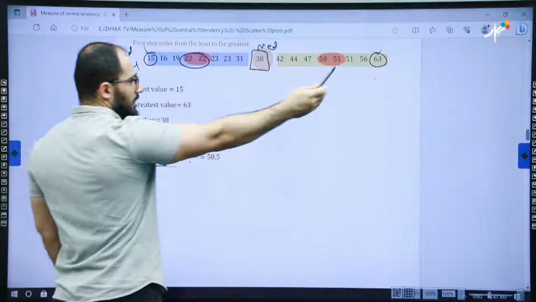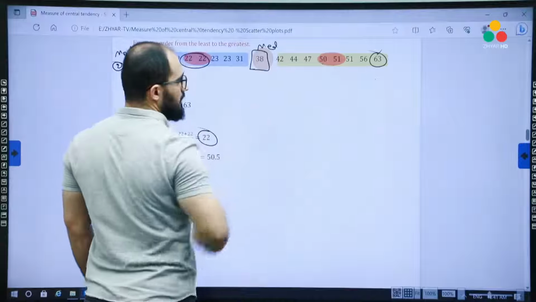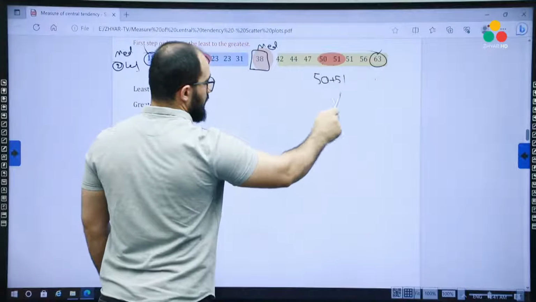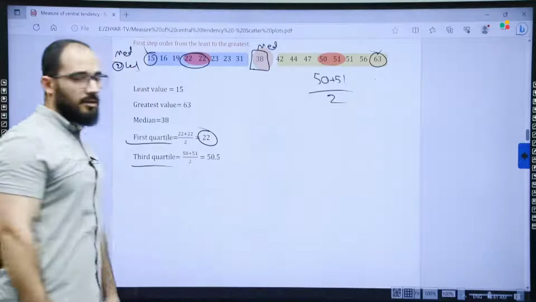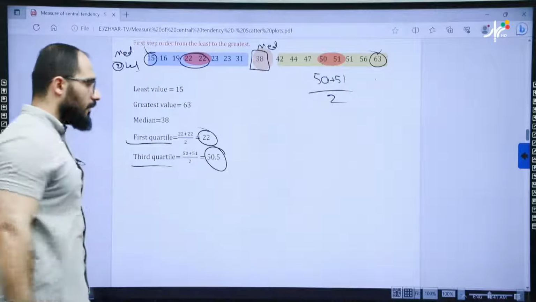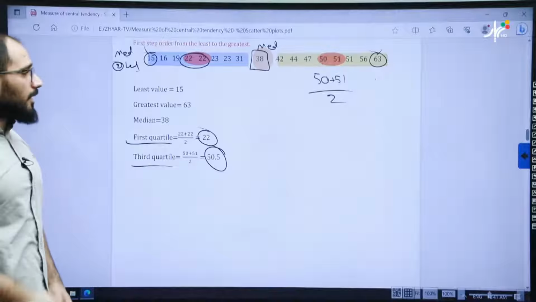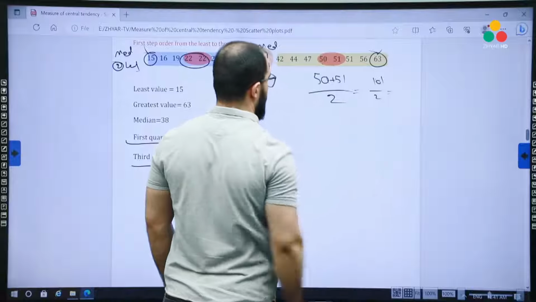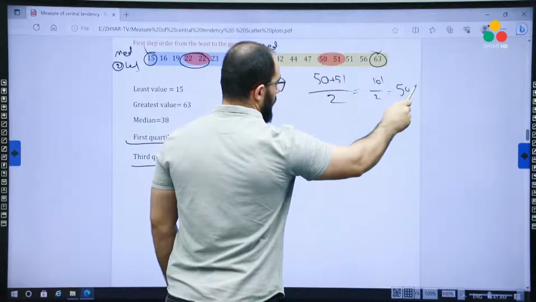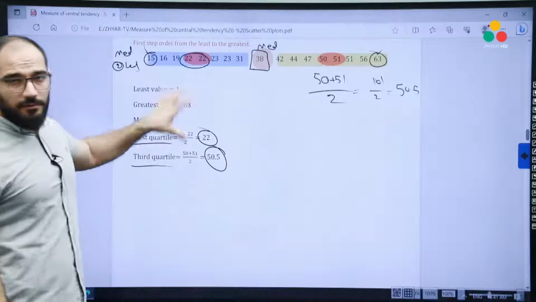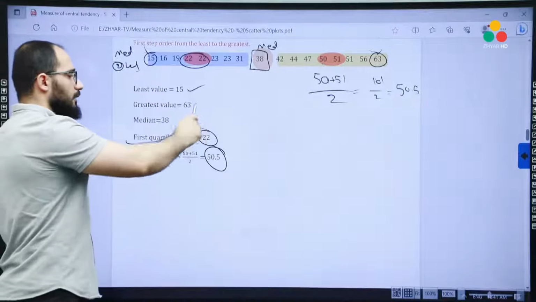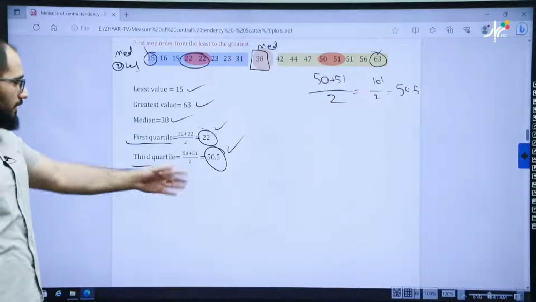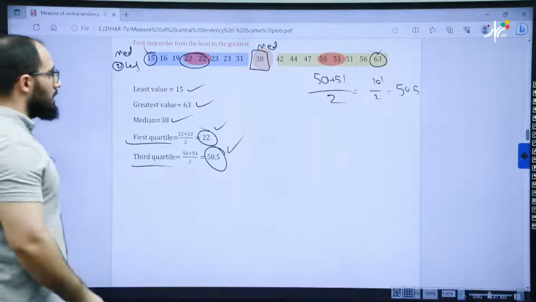What about the third quartile? 50 plus 51 divided by 2 is going to be 50.5, because it's 101 divided by 2, which is 50.5. So right now we have the set of information. We have the least value, greatest value, median, first quartile, and also the third quartile. So right now we are going to draw the box and whisker plot.